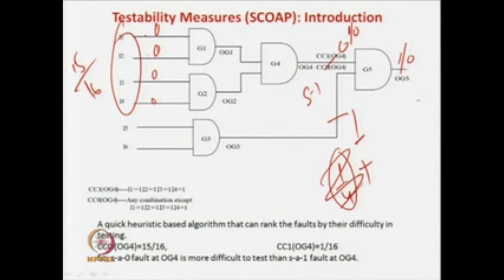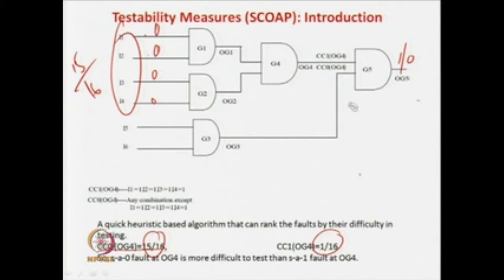So you can say that the combinational controllability of O4 to 0 is 15 by 16, and the difficulty here is 1 by 16. Now you can see what happens: this 1 by 4th here, this net is the same for all. So, let us forget about it.